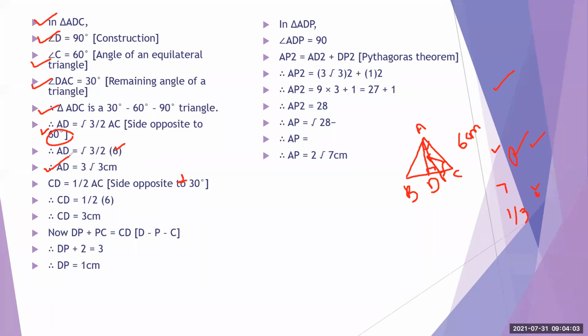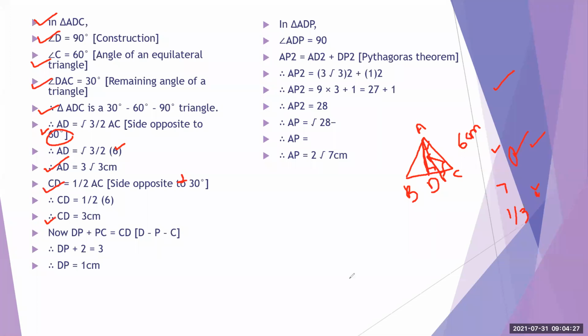Then you got PC also. So now what are we doing here? CD. Again, we have drawn the perpendicular from A to the center of BC. That means it is perpendicular to BC. Therefore, we are saying CD is nothing but half of AC. With the help of this, we get the measurement of CD. Now you got CD also.